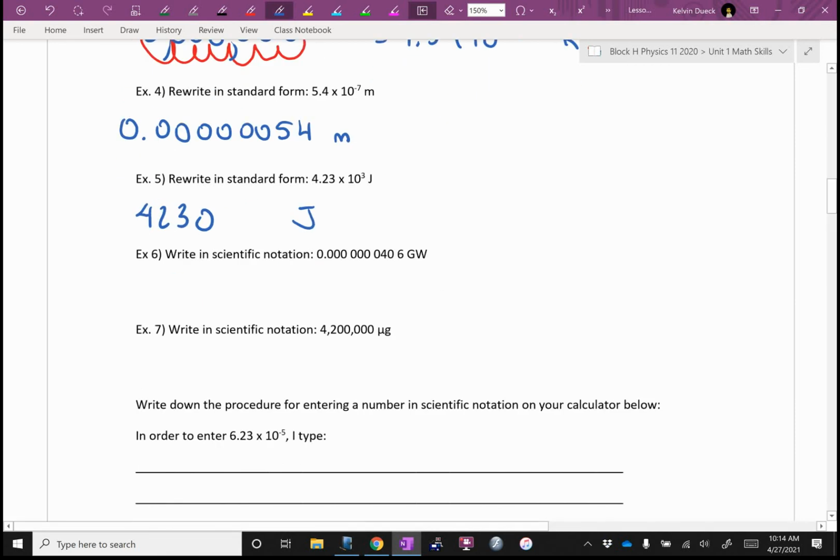Rewrite in scientific notation, that many gigawatts. Okay. First thing that I would do, if you give me a number in standard form and a metric prefix, I would deal with the number in standard form first. I would write that in scientific notation. So that is going to be 4.06 times 10. I would put the negative in so I don't forget. 1, 2, 3, 4, 5, 6, 7, negative 8, I believe. 1, 2, 3, 4, 5, 6, 7, 8.